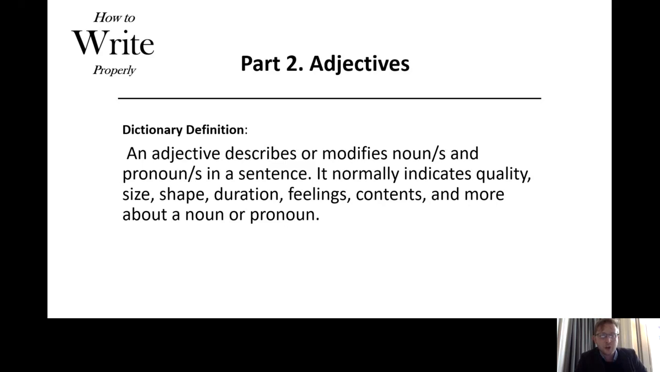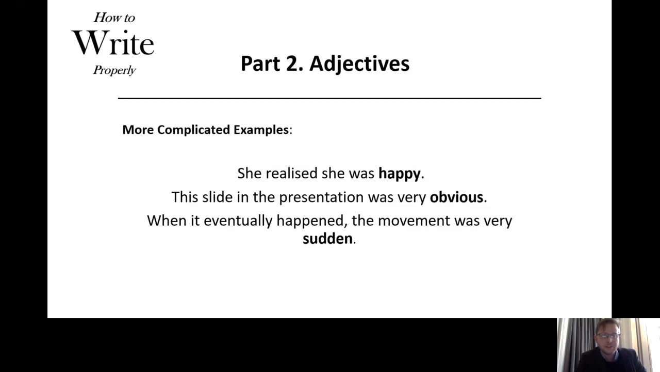So an adjective describes a thing that's got a name or can be named, and it can also modify a thing that has a name or can be named. Adjectives are normally used to indicate quality, size, shape, duration, feelings, contents, and more about a noun or pronoun. So again, you've got the idea that they're used to describe things, but also in the adult definition, a bit more of a sense that the adjective is there to provide a little bit more context and a little bit more information about the subject of your sentence.